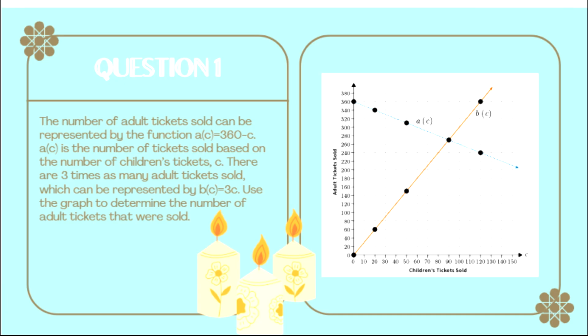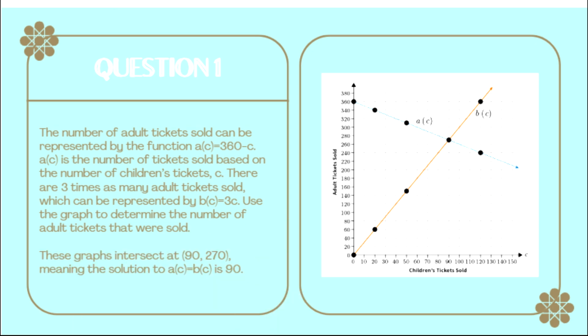Question number 1, this is your turn. The number of adult tickets sold can be represented by the function a of c is equal to 360 minus c. A of c is the number of tickets sold based on the number of children's tickets c. There are 3 times as many adult tickets sold, which can be represented by b of c is equal to 3c. Use the graph to determine the number of adult tickets that were sold. Pause the video, figure it out, come back.